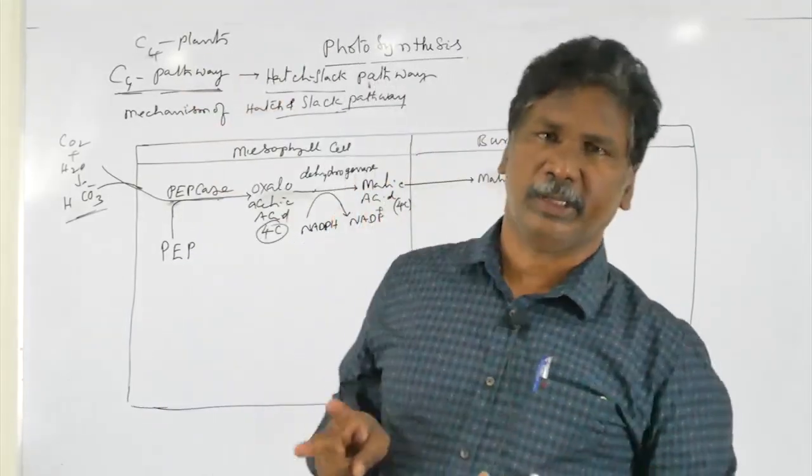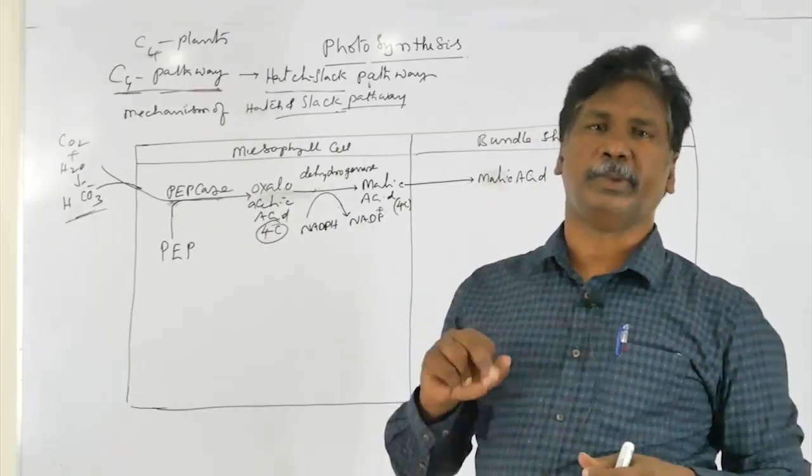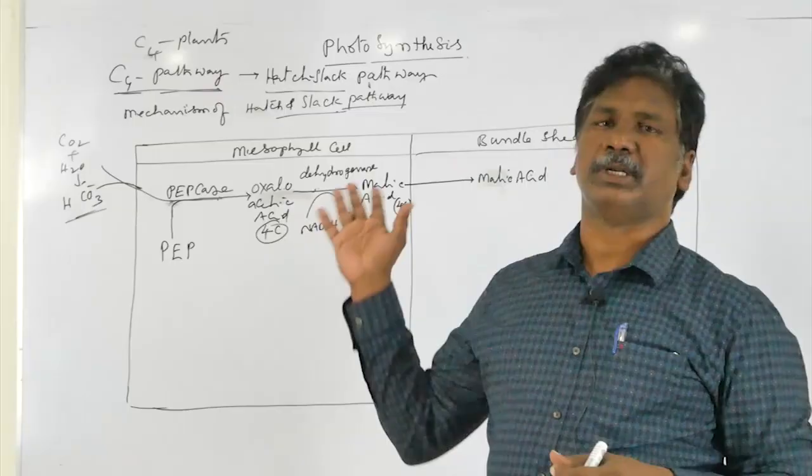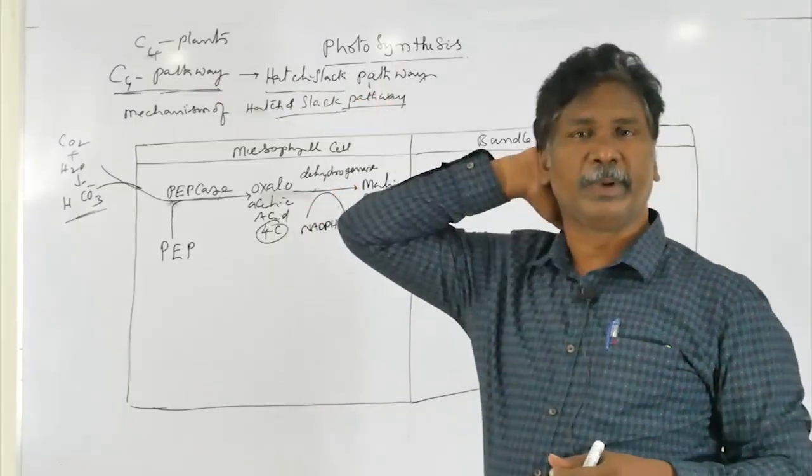So based on that, some plants are said to be aspartate formers and some plants are said to be malate formers, based on the remaining reactions present within the C4 plants.